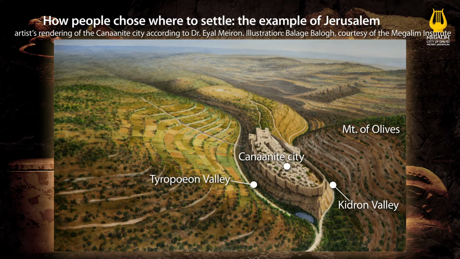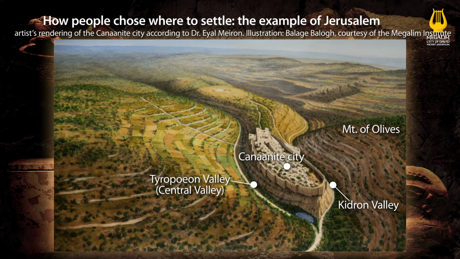Tyropoeon comes from Greek. It is a name mentioned by Josephus Flavius, the great Jewish historian of the Second Temple period. Tyropoeon means perhaps the cheesemakers. So if this is indeed the translation, then it's the cheesemakers valley. This valley is also known as the Central Valley.